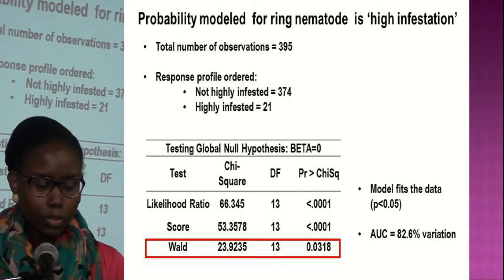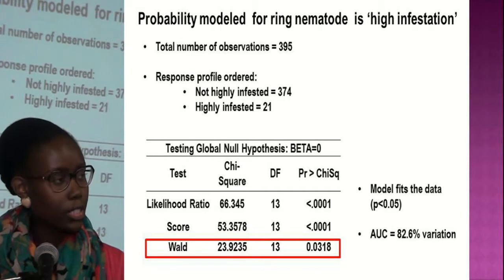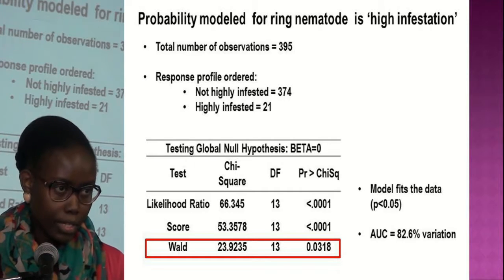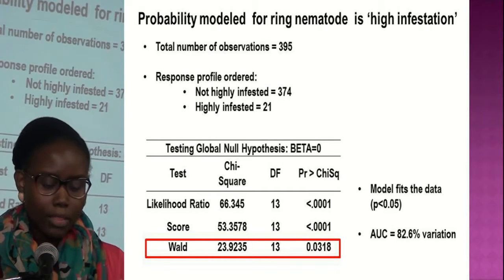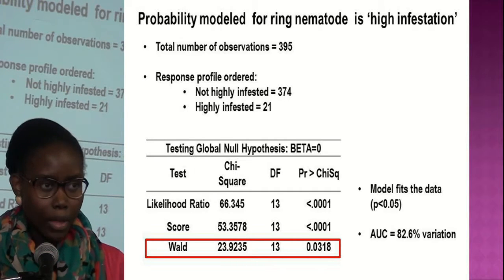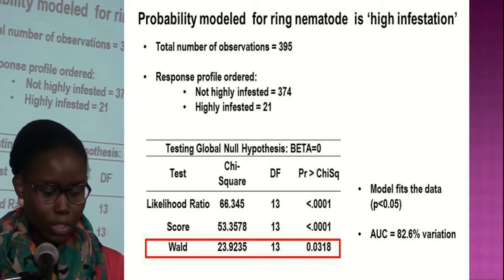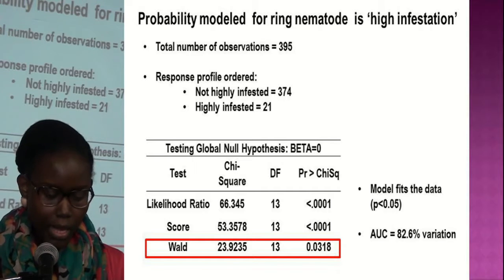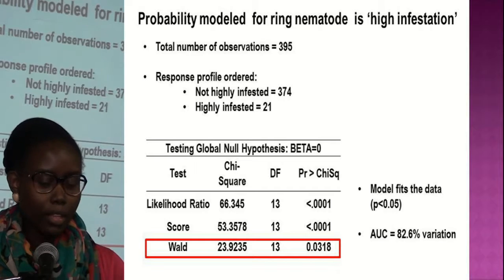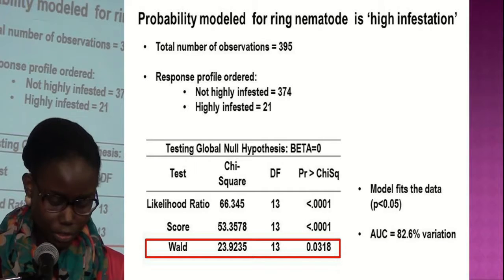Next, the probability model was for ring nematode high infestation, which means that a high infestation is influenced by time of season, drought, area of the farm, as well as choice of rootstock. Again, the number of observations were the same as the bacterial canker model. However, 374 were not highly infested, and only 21 were highly infested. Again, the Wald test was significant, which means that the combined factors are associated with high infestation.